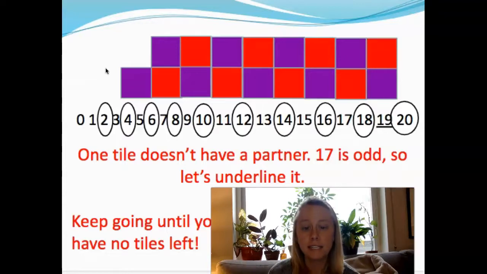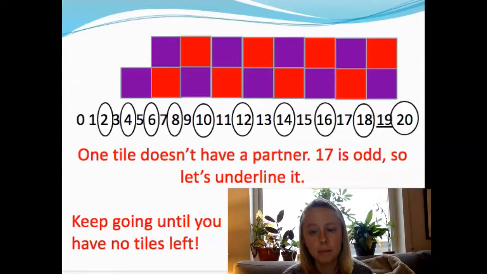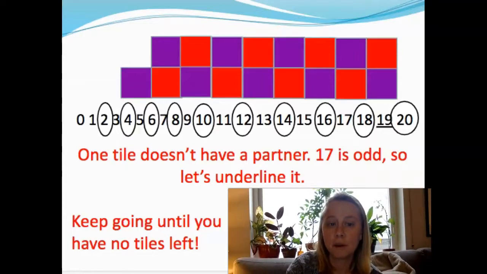Now I want you guys to keep going until you have no tiles left. So every time you have an odd number, make sure you underline it. If it's an even number, you should have already circled it. I'm going to have you pause there so you can do that. Start up again when you are all finished.